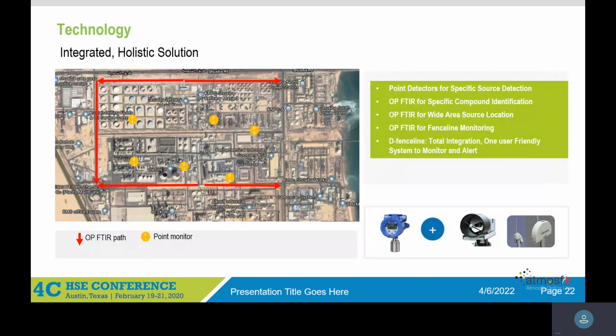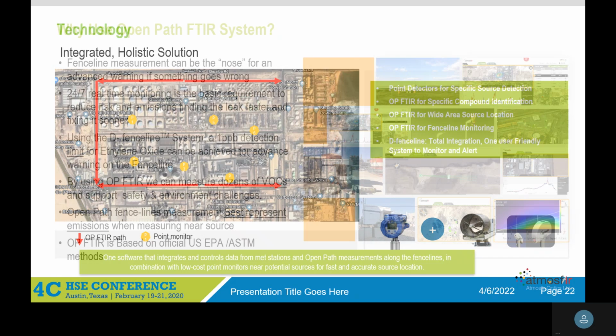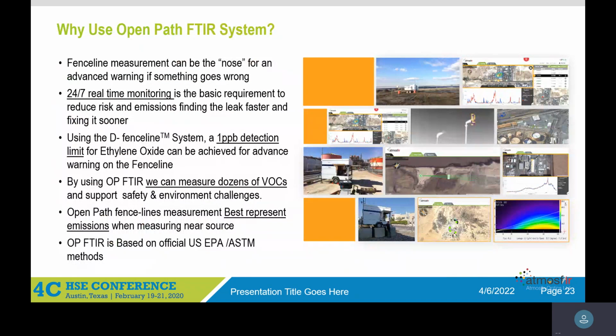So we are talking about open path on the fence line and point monitors inside the facility, all compiled into one software that will give you the bigger picture: when something happened, where it happened, what happened, and how much is the flux, all based on software. So, in other words, fence line measurement can be the nose if something goes wrong, and this is the whole idea.